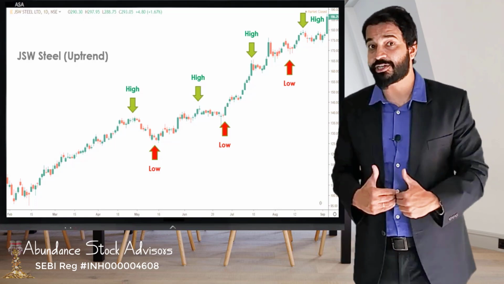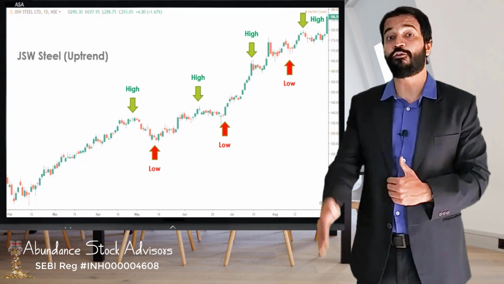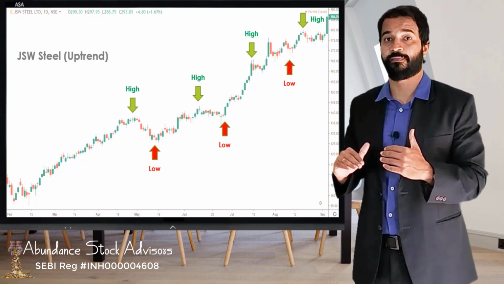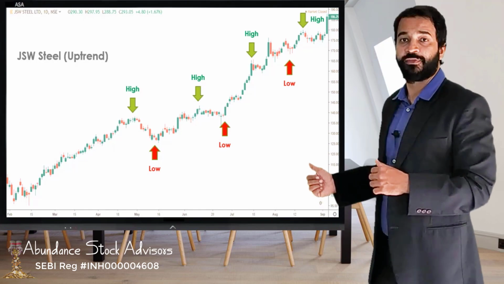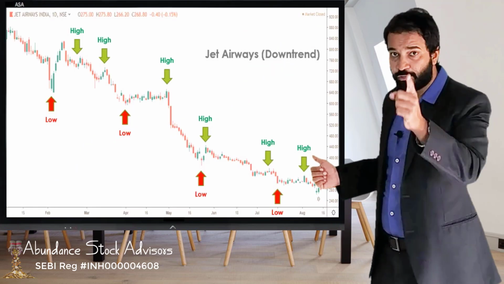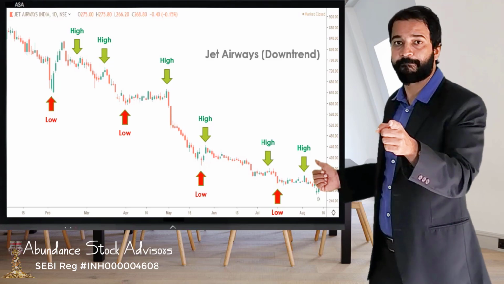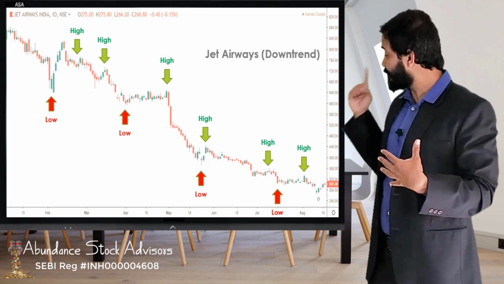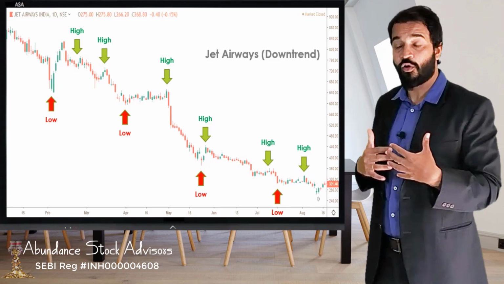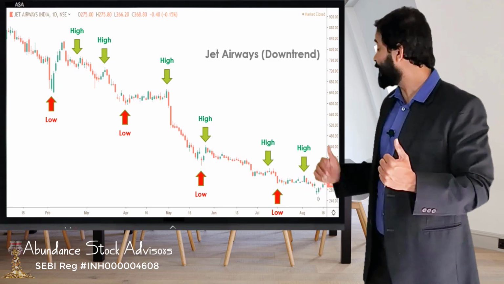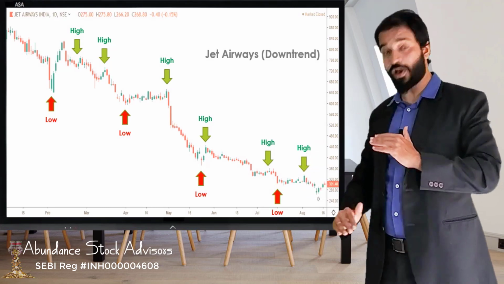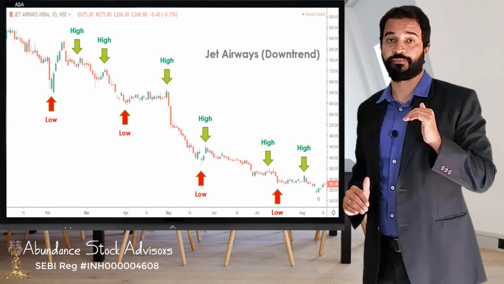Similarly, a trend is termed as a downtrend if it forms consecutive lower highs and lower lows. Let's consider the example of Jet Airways between Jan 2018 and August 2018. Jet Airways was in a downtrend since every new high of the trend was lower than the previous high, and every new low of the trend was lower than the previous low.